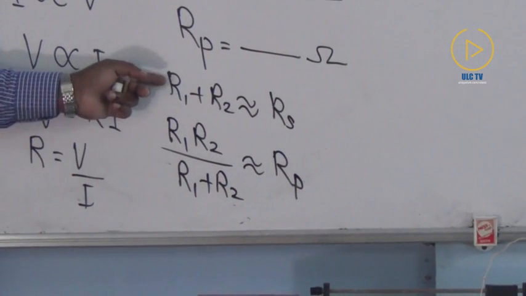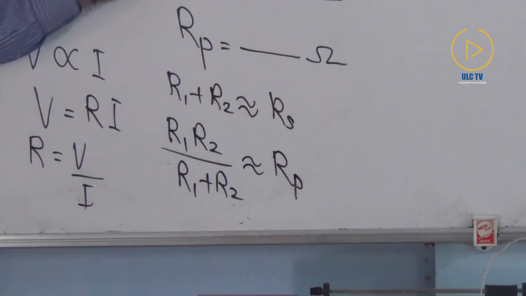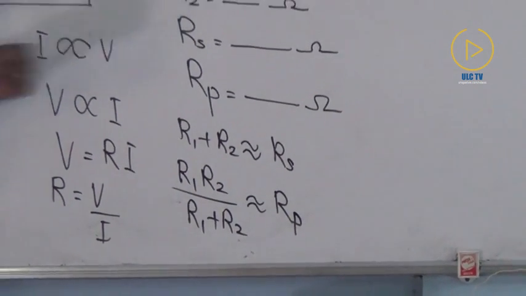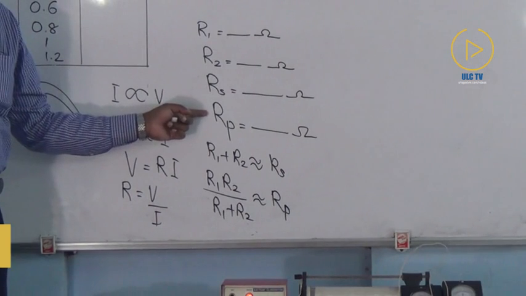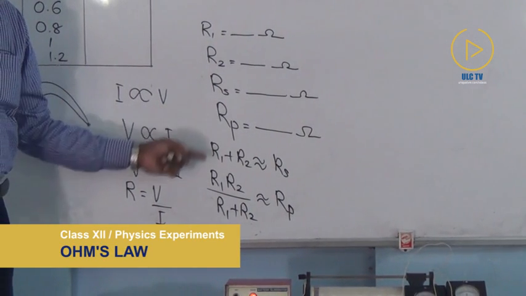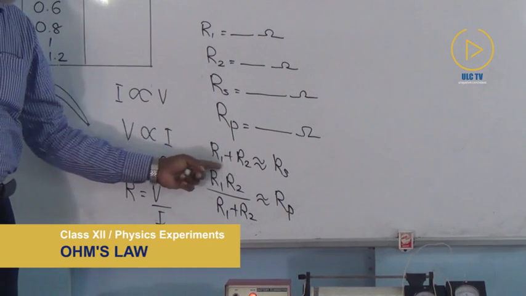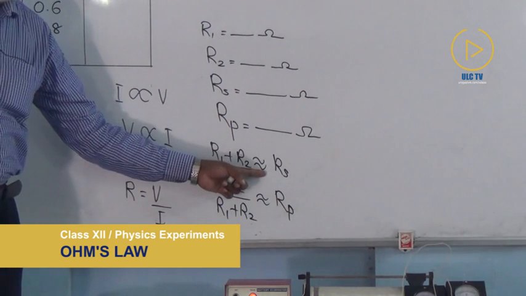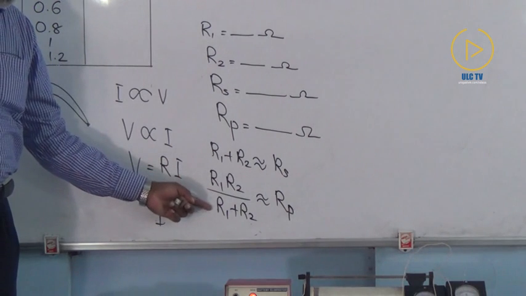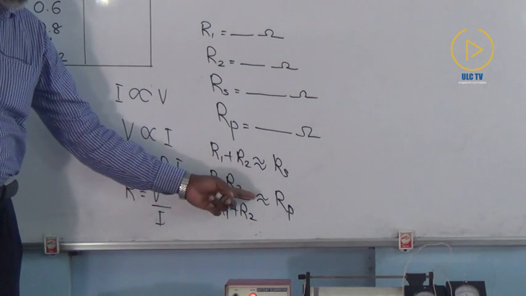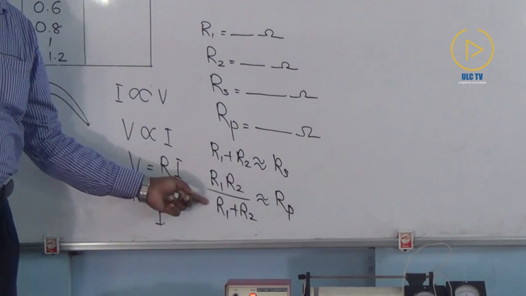So in the first case you calculate R1, then in the next case R2, then wires end to end, then RS can be calculated, then wires in parallel, RP is calculated, then R1 plus R2. If R1 plus R2 is approximately equal to RS, the series combination is verified, and if R1 R2 by R1 plus R2 is approximately equal to RP, the parallel combination is also verified.